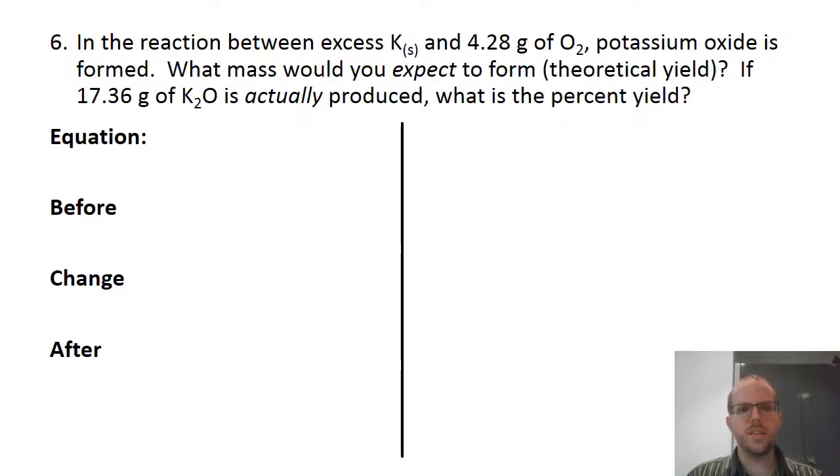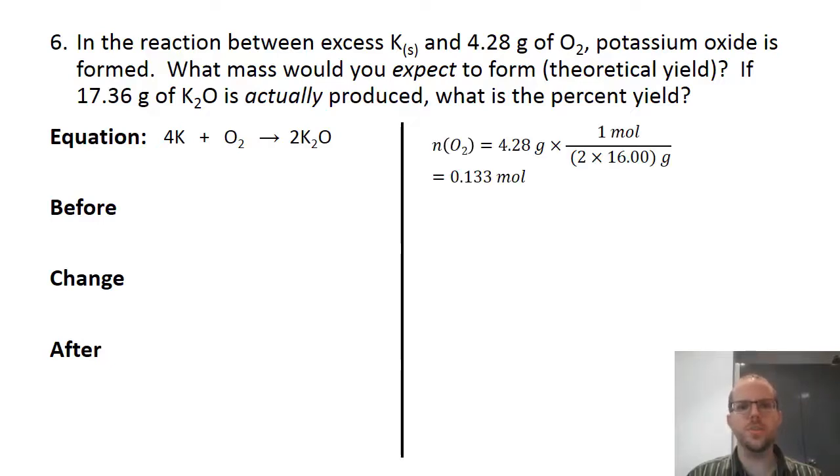And now moving on to the next example, looking at question 6 on the sheet. In the reaction between excess potassium solid, that is potassium metal, and 4.28 grams of oxygen, O2, potassium oxide is formed. What mass would you expect to form, that is the theoretical yield, and if 17.36 grams of potassium oxide is actually produced, what is the percent yield? Same deal as before. Start with a balanced equation. So 4K plus O2 goes to 2K2O.